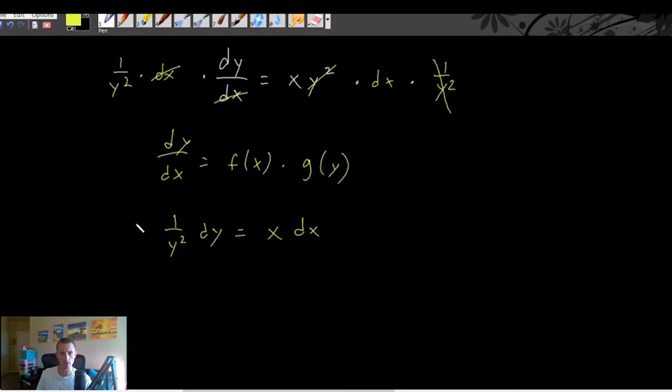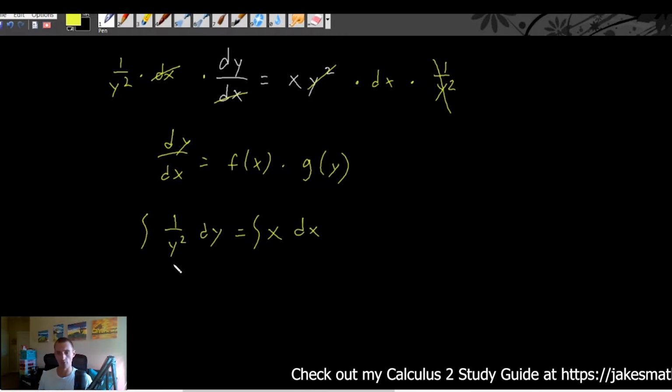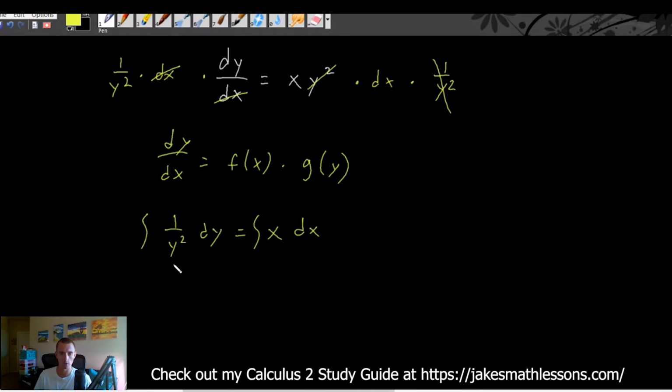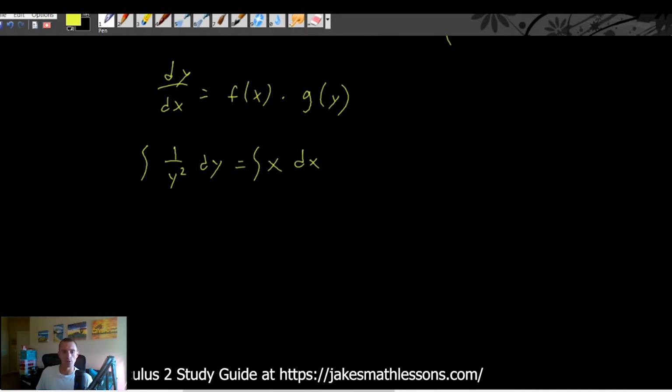So once we've done that, what we can do is put the integral sign. That was a sloppy integral sign. Let me try that again. All right, there we go. Put the integral sign on both sides of the equation. So you do need to make sure that you're doing that on both sides. Whatever we do to one side of the equation, we always have to do to the other side of the equation. Once we have done that, we can just integrate both sides of our equation.